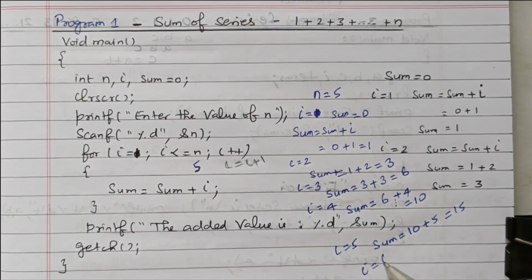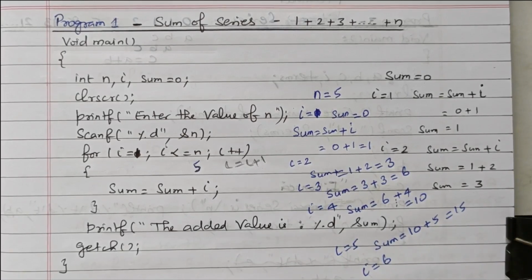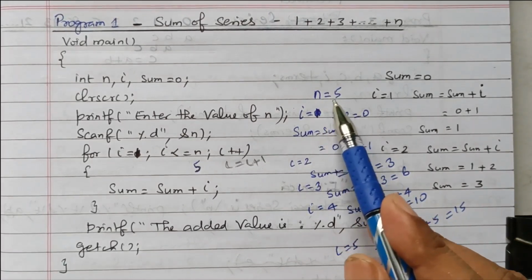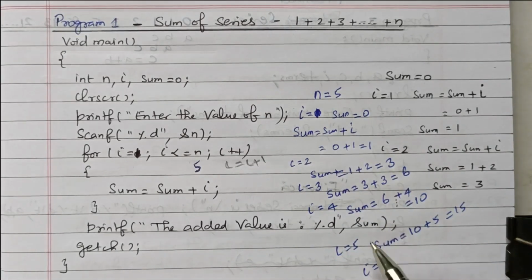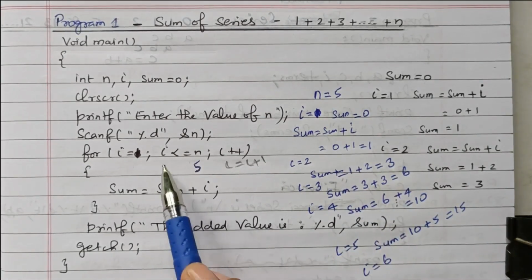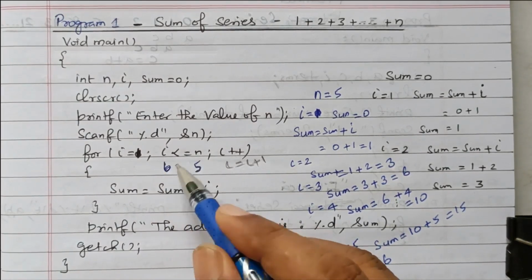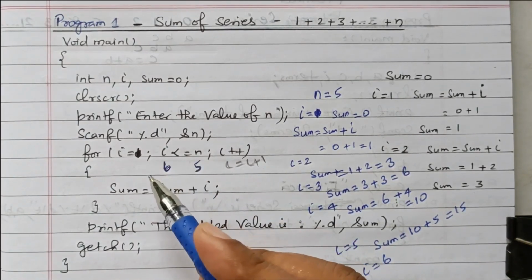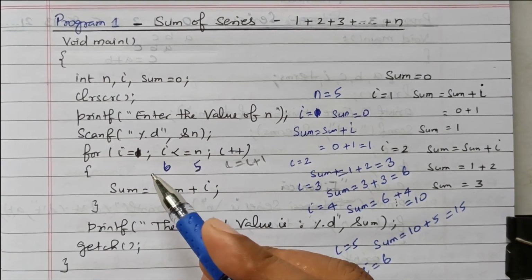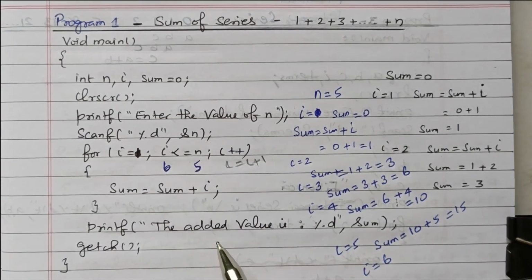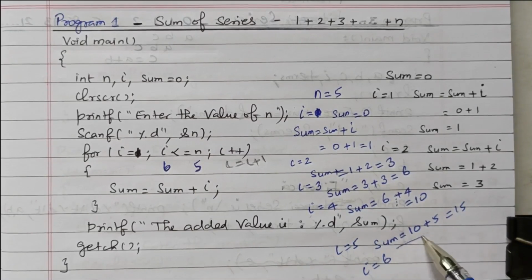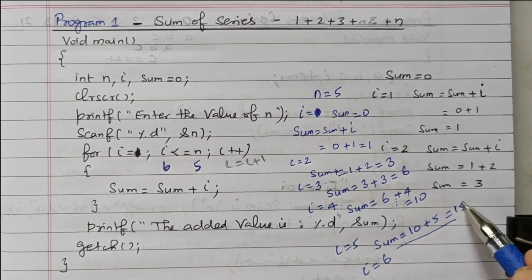Now I equal to 6. So this condition is not satisfied because n equal to 5. We entered n equal to 5. Now I equal to 6 means I is not less than or equal to n. So this condition is not satisfied, right? So the for loop will stop the process. So it will execute up to this. See, the sum value is 15.